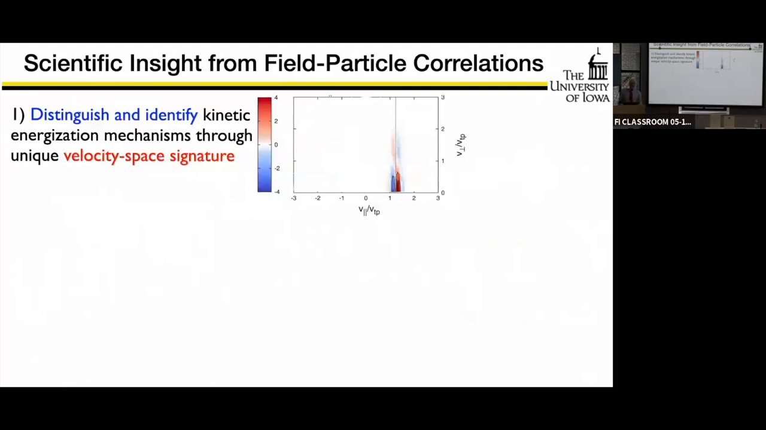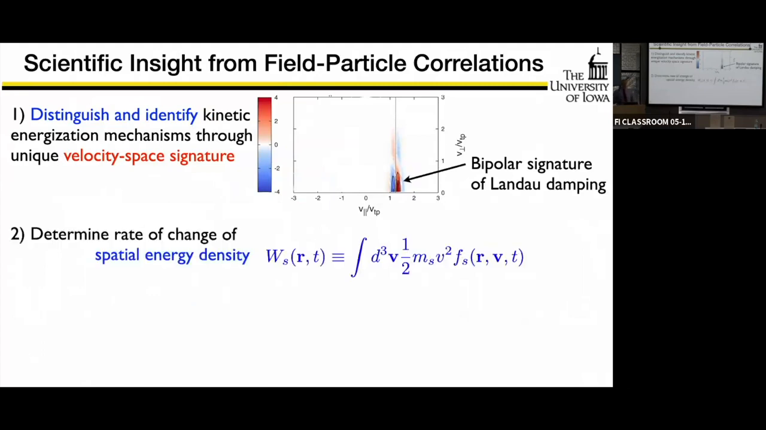So what is the insight we gain from the field particle correlation technique? First, we can distinguish and identify the kinetic energization mechanisms through their unique velocity space signatures. And so here we see this bipolar signature of Landau damping. And second, we can actually determine the rate of change of the spatial energy density.